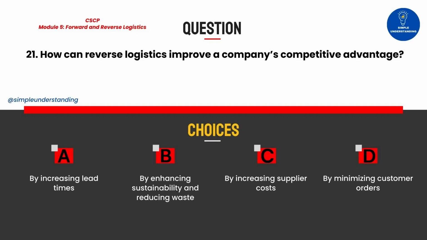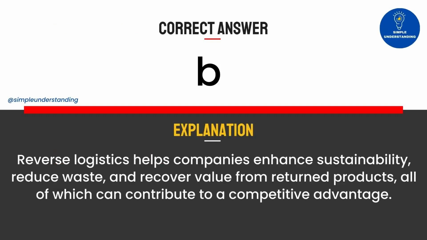21. How can reverse logistics improve a company's competitive advantage? A. By increasing lead times. B. By enhancing sustainability and reducing waste. C. By increasing supplier costs. D. By minimizing customer orders. Correct answer, B. Explanation. Reverse logistics helps companies enhance sustainability, reduce waste, and recover value from returned products, all of which can contribute to a competitive advantage.